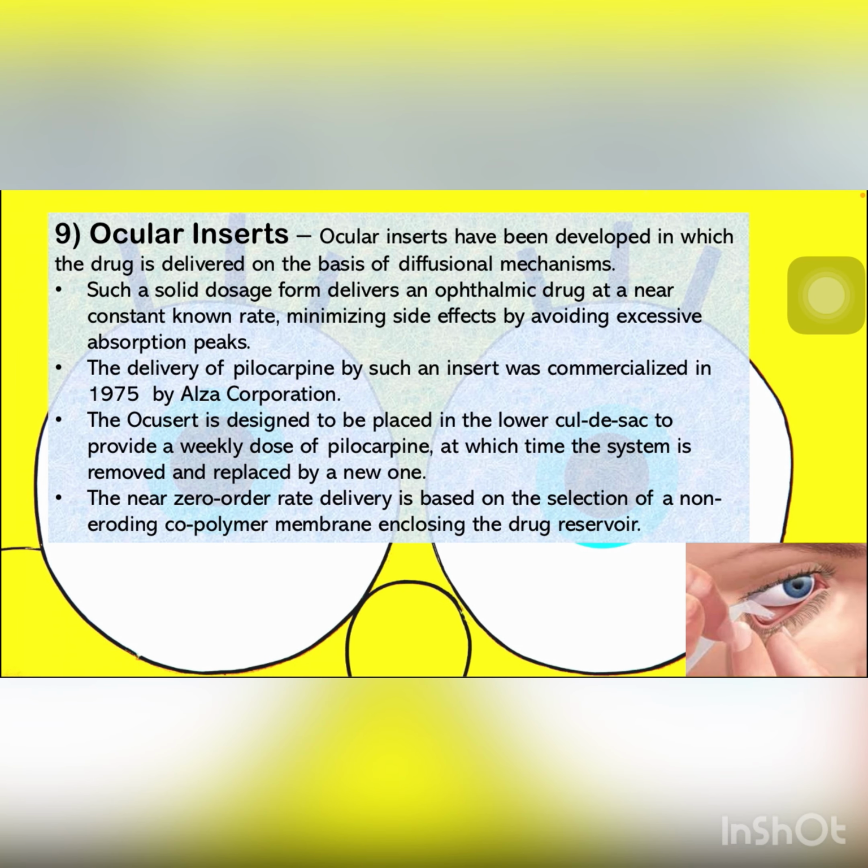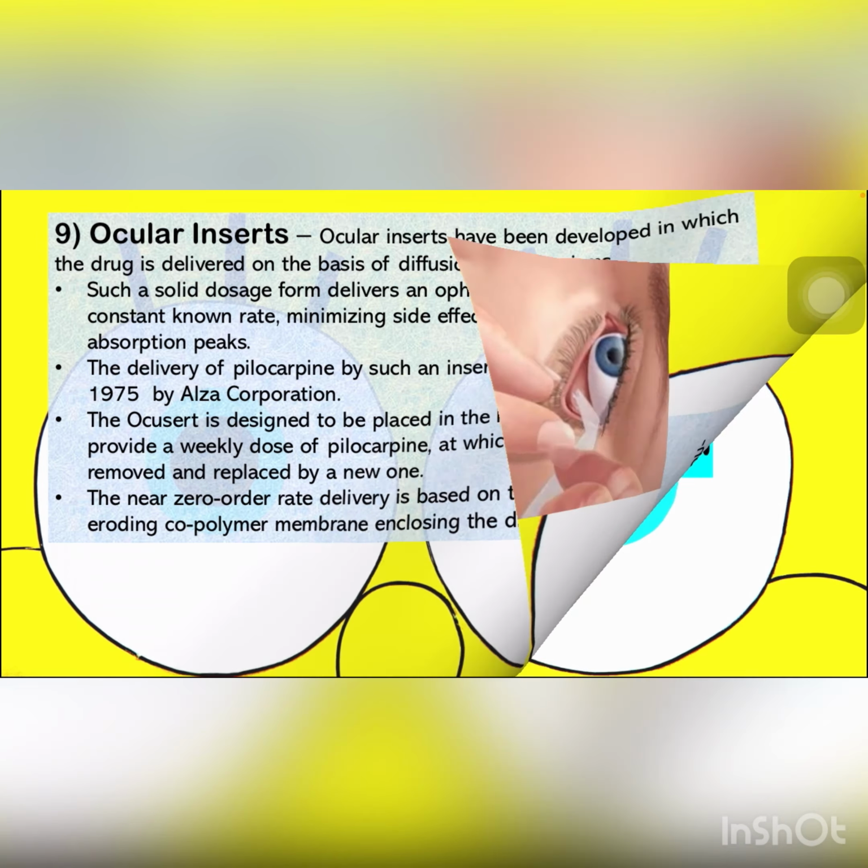Ninth are the ocular inserts. Ocular inserts have been developed in which the drug is delivered on the basis of diffusional mechanisms. Such a dosage form delivers an ophthalmic drug at a near constant known rate, minimizing side effects by avoiding excessive absorption peaks. The delivery of pilocarpine by such an insert was commercialized in 1975 by Alza Corporation. The OcuSert is designed to be placed in the lower sac to provide a weekly dose of pilocarpine, at which time the system is removed and replaced by a new one.